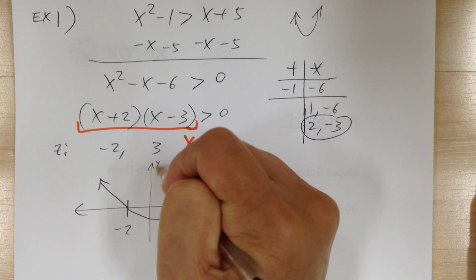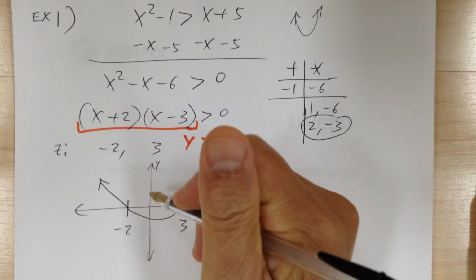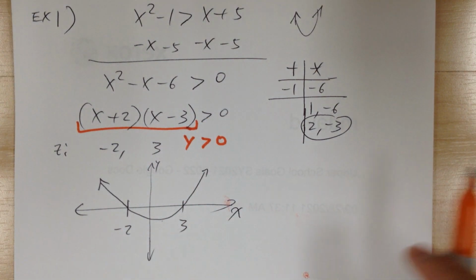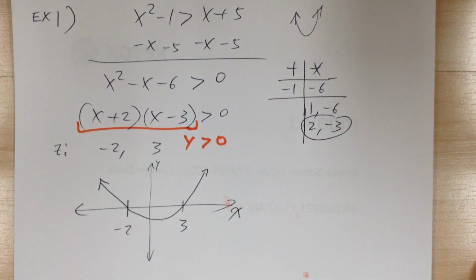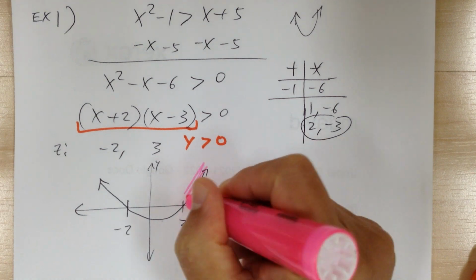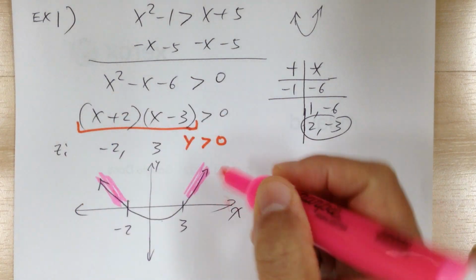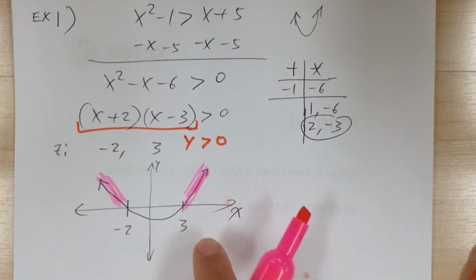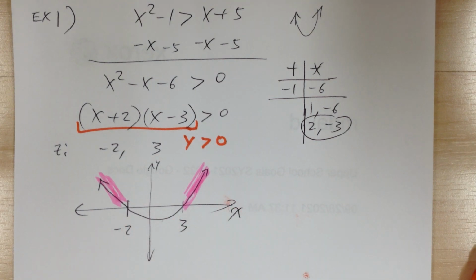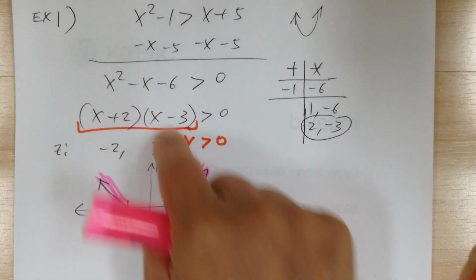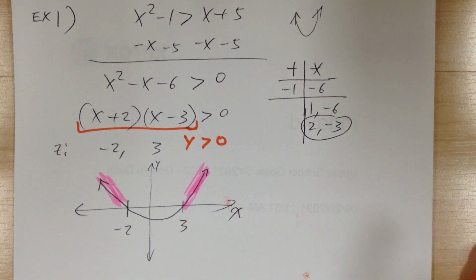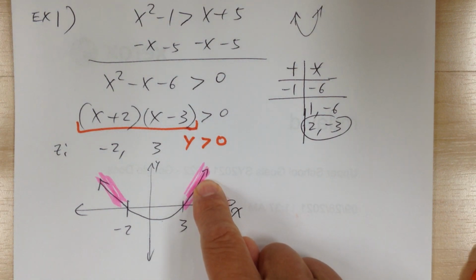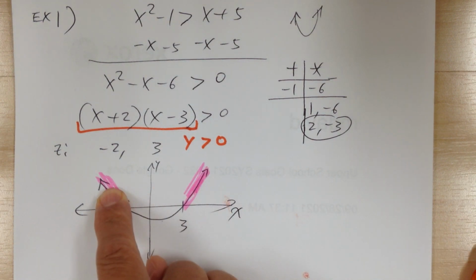This is going to be your y-axis, but you don't need to draw that. It just gets in the way. So y greater than 0 is going to be this part right over here. These are the parts where y is greater than 0. Over here, y is less than 0. So you have to look back and forth between the x and the y. This part is y greater than 0, and this part is y greater than 0.